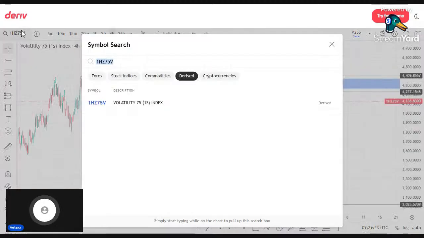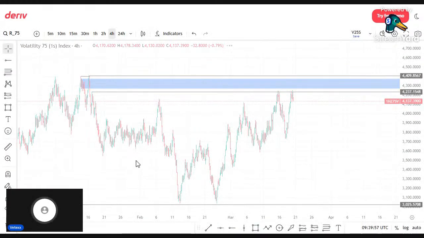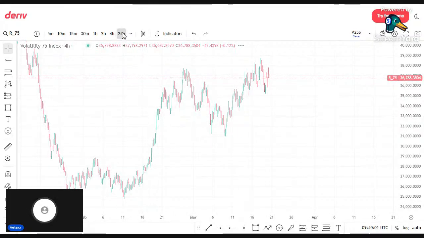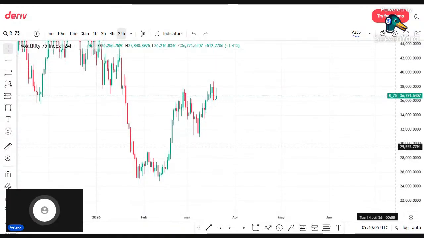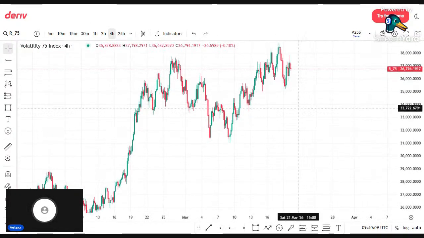So the next we'll be checking is what? V75. What do we have on V75? V75 on the other hand has been bullish starting from the 24-hour time frame. There is no setup on the 24-hour time frame. We check the 4-hour time frame. What do we have on the 4-hour time frame?